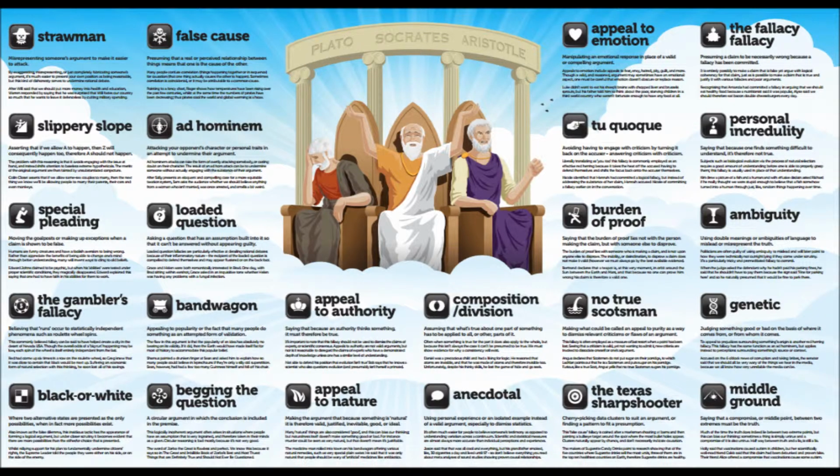2. False cause. You presume that a real or perceived relationship between things means that one is the cause of the other. Many people confuse correlation, things happening together or in sequence, for causation, that one thing actually causes the other to happen. Sometimes correlation is coincidental, or it may be attributable to a common cause.